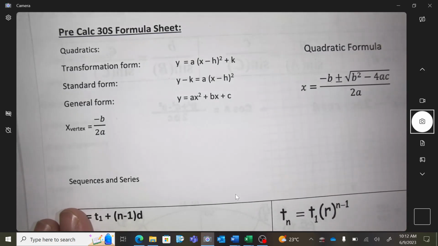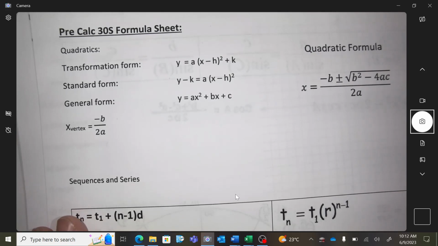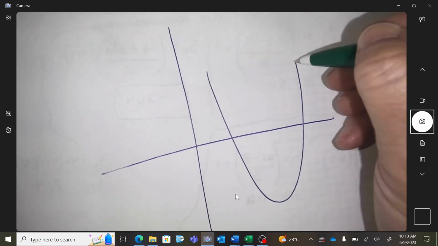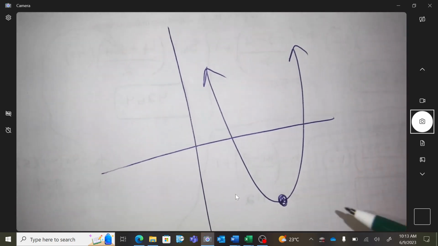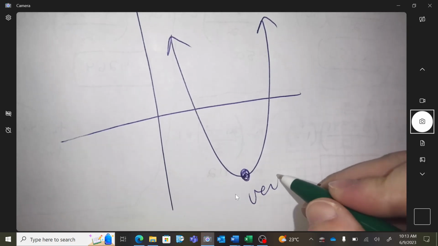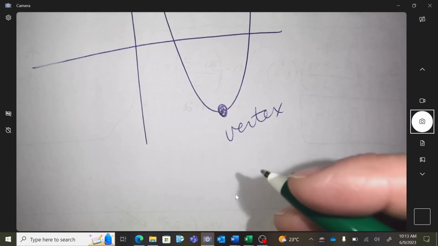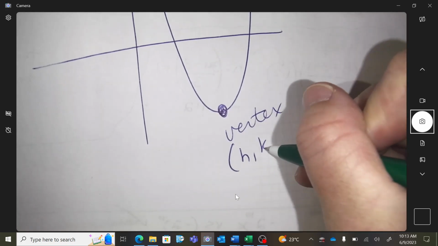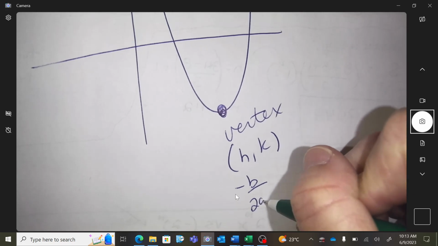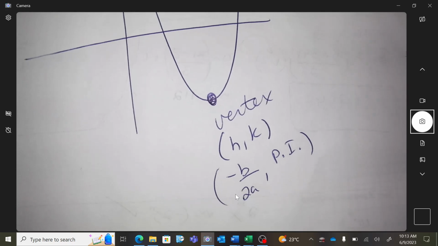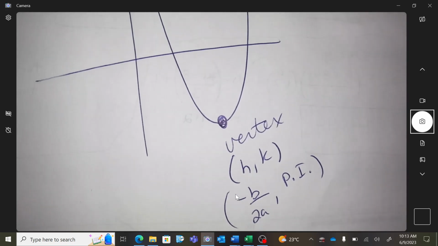Okay? Now, I have to tell you this. I get lots of people who confuse the vertex with x-intercepts, now that we know all these things. So this is called the vertex. Okay? You have two ways to get the vertex. It's either the HK or negative b over 2a method. Okay?